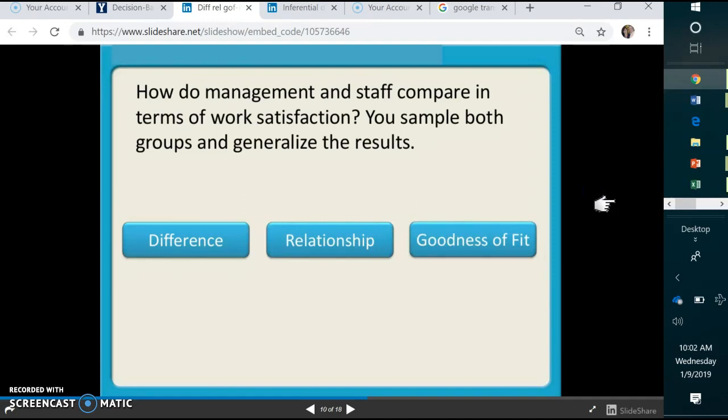How do management and staff compare in terms of work satisfaction? You sample both groups and generalize the results. This one looks like a difference question. Okay, and why is that? Because it looks like the management and staff are being compared, to see if there's a difference or not. Very good. In terms of the average, in this case? In terms of work satisfaction. Perfect. Excellent. Okay, let's go to the last one.